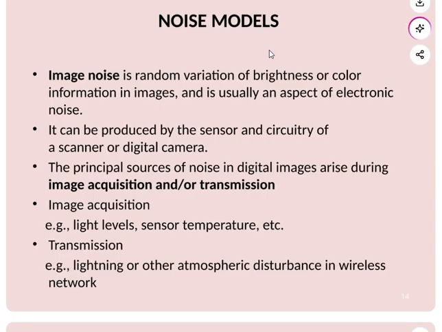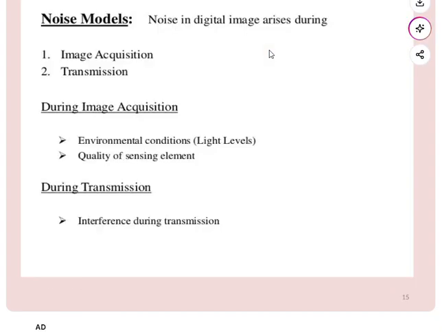Next, we'll discuss the noise model. This is a very important question that is asked in VTU semester exams as well as in multiple other exams. They'll directly give the question, explain noise models in detail, or they'll specifically mention which noise model to explain. Image noise is the random variation of brightness or color information in images, and is usually an aspect of electronic noise. For image acquisition, examples would be light levels and sensor temperature. For transmission, an example would be lightning or other atmospheric disturbances in a wireless network.